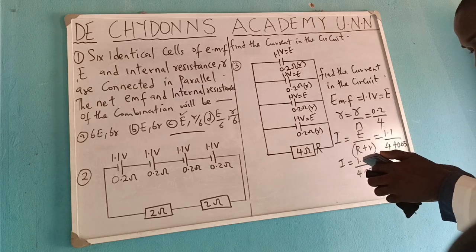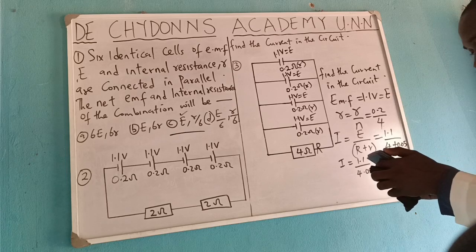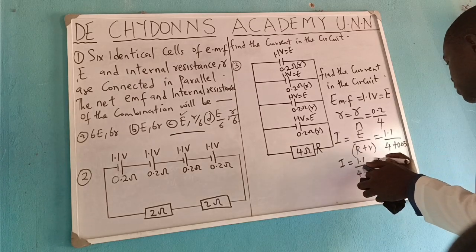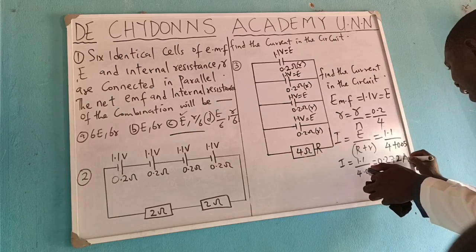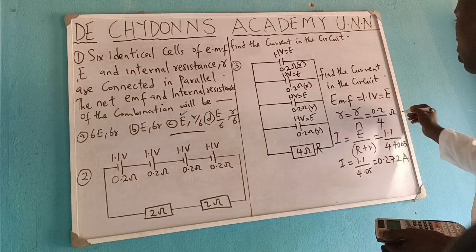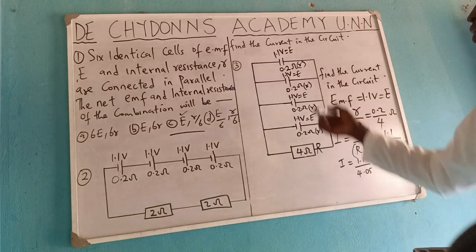1.1 divided by what? That will be giving us 0.272 amperes. So you note it. This one will be in ohms. So you note it. Okay? That is how to sort out this.